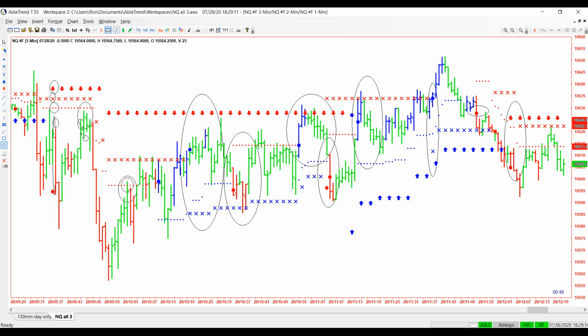The best places to scalp is when the prices hit the dots. And an even better place to scalp is when the prices hit the arrows, the 3-minute support or 3-minute resistance. That's an even safer, lower risk place to scalp.